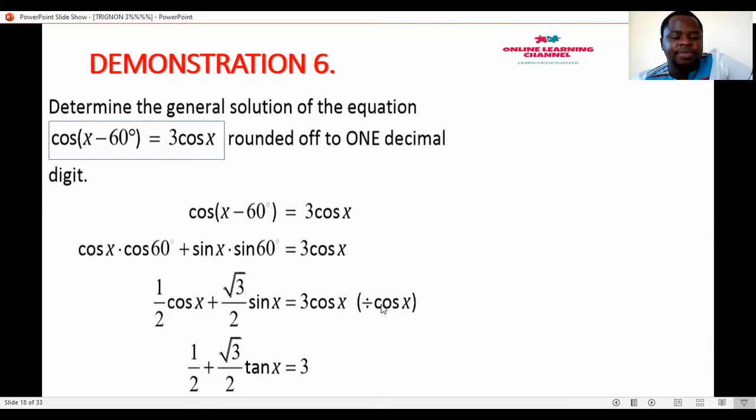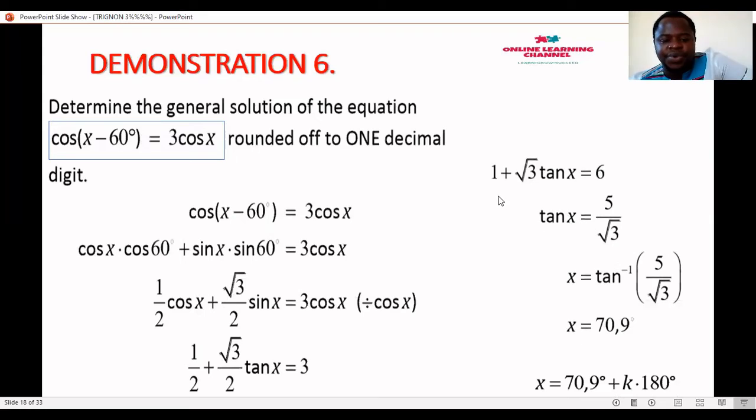So now you divide both sides by cos x, and here you will have tan, root 3 over 2 times tan x. That's a tangent, quotient identity. So now here you're left with 1 over 2. The cos and the cos will cancel. So now you just multiply throughout by 2, so that you'll have 1 plus root 3 tan x is equal to 6.